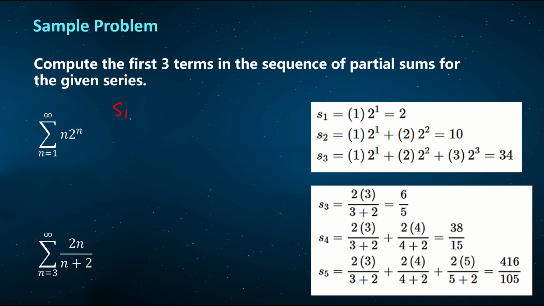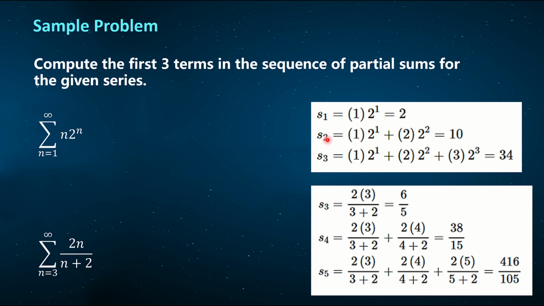For s sub 1, we already have the answer here. For s sub 1, let me change the cursor. For s sub 1, we have 1 times 2 raised to 1 equals 2. Based on our general formula, n times 2 raised to n, we just simply replace n by 1. So that is our s sub 1.